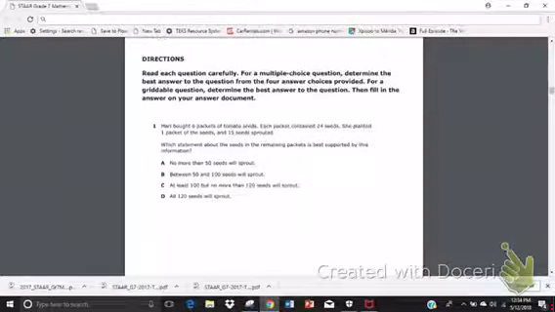Alright, so number one, kiddos. They're telling us that Mary bought 6 packets of tomato seeds. Each packet contained 24 seeds. She planted 1 packet of the seeds and 15 seeds sprouted. Which statement about the seeds in the remaining packets is best supported by this information?